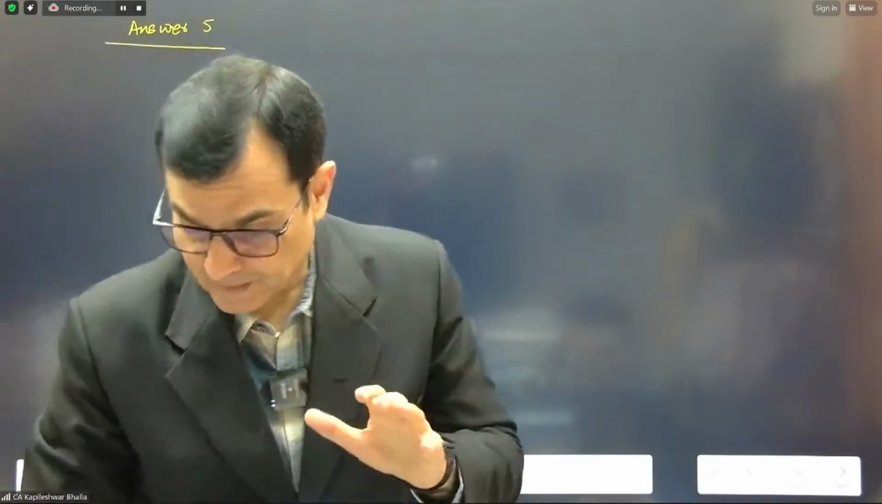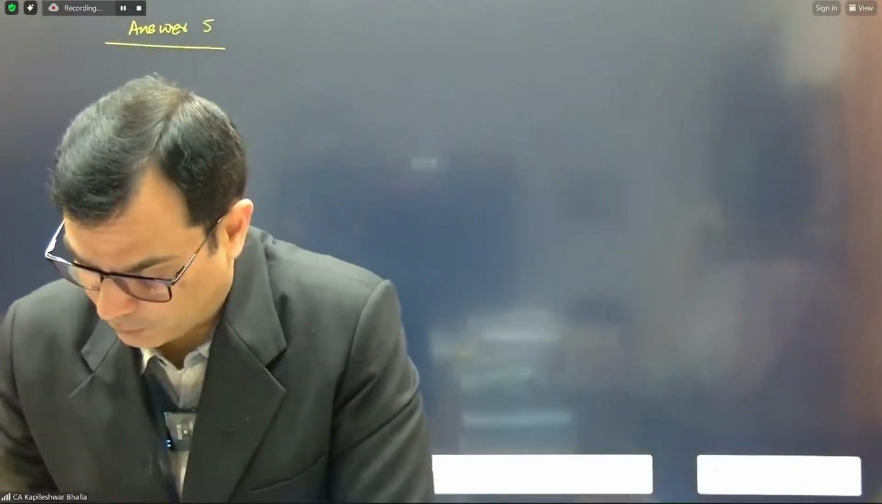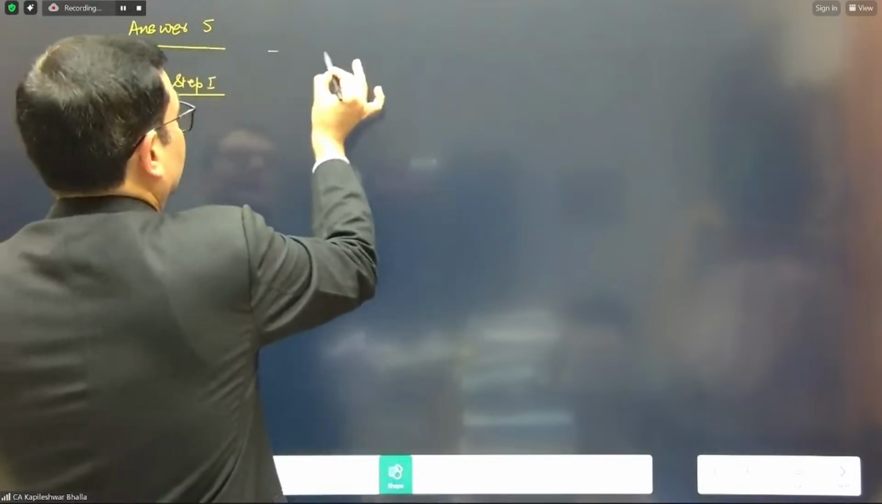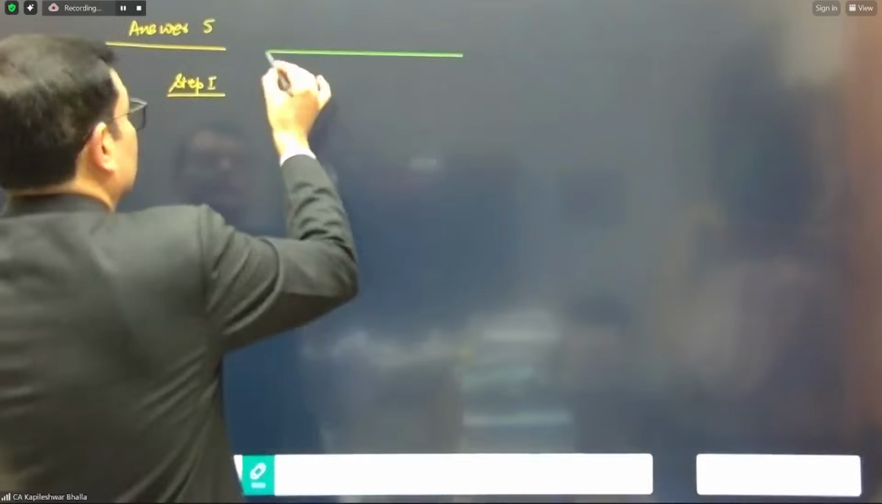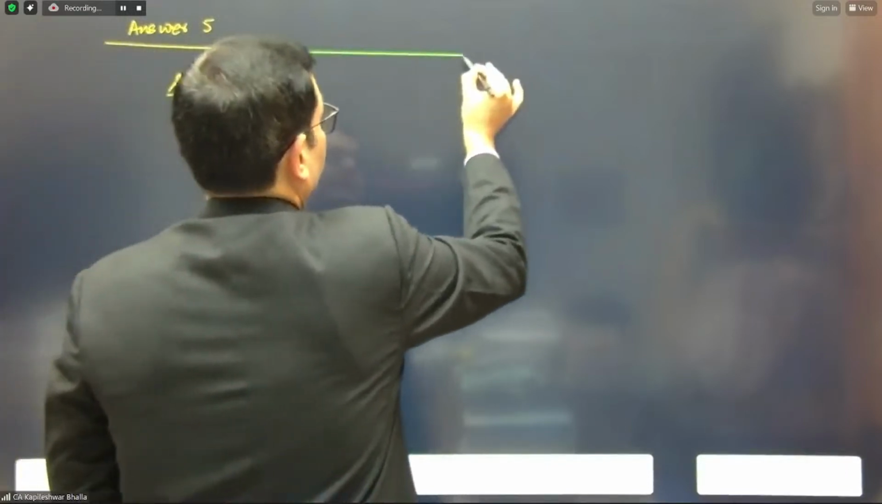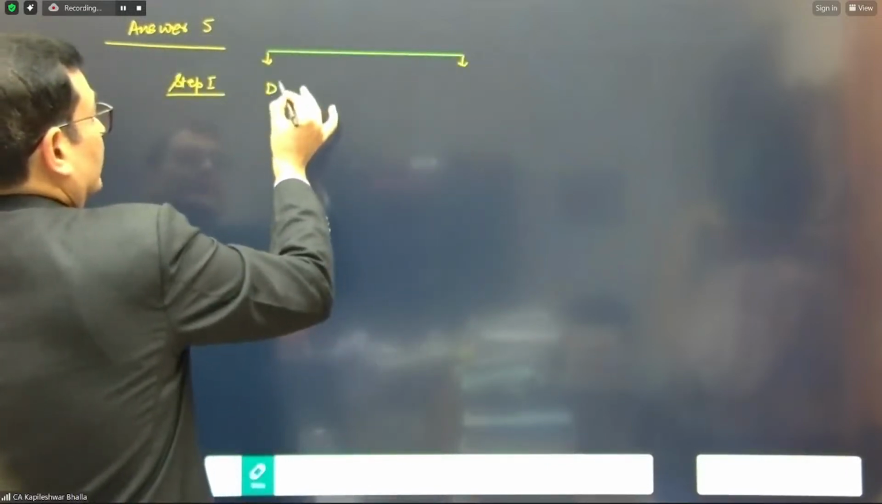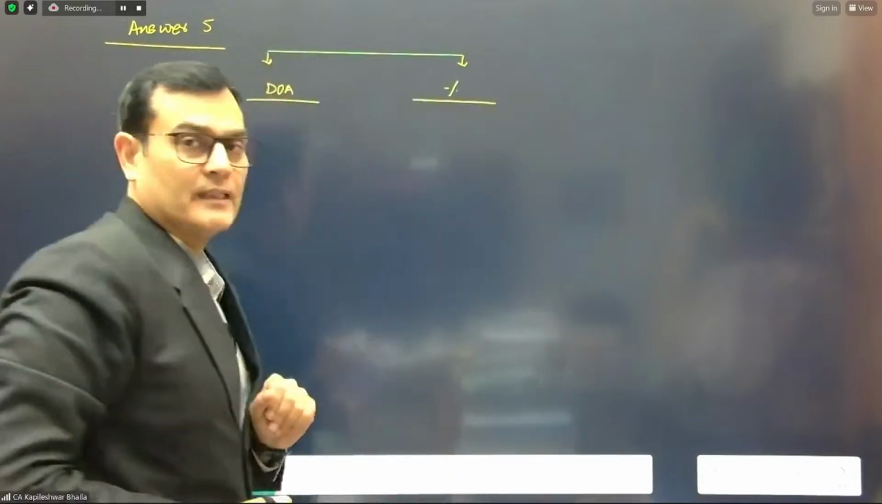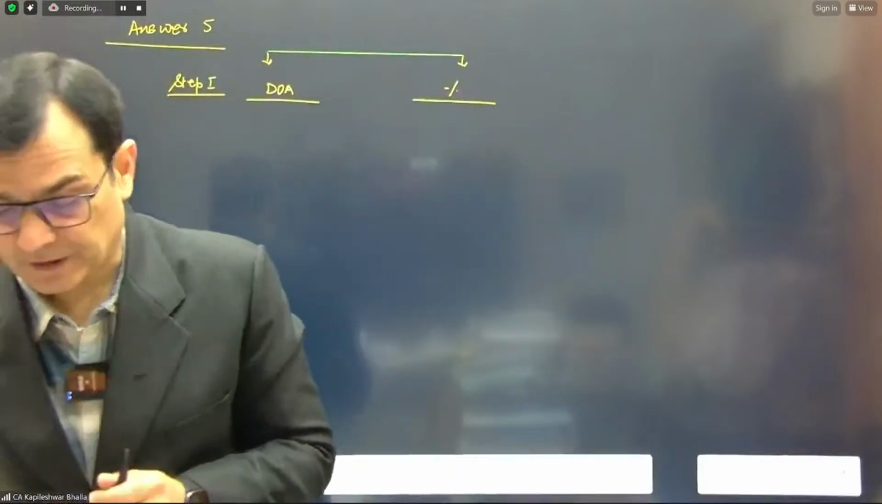Let's now begin. I would advise, please keep the question in front of you, and this is the study material. So let's begin the journey. We are working on step number 1, where I just need to identify the date of acquisition and the percentage. That's it. We need to get the date of acquisition and the percentage, and that is clearly given in the question.